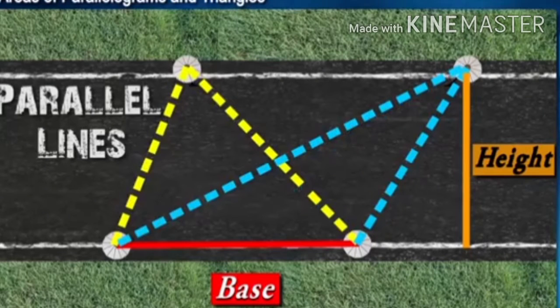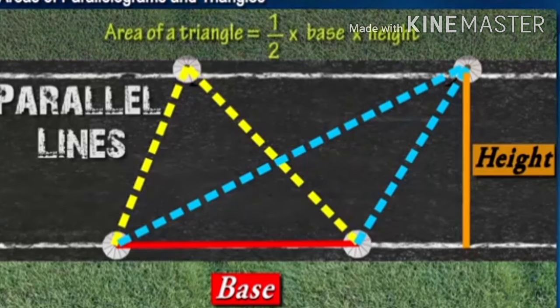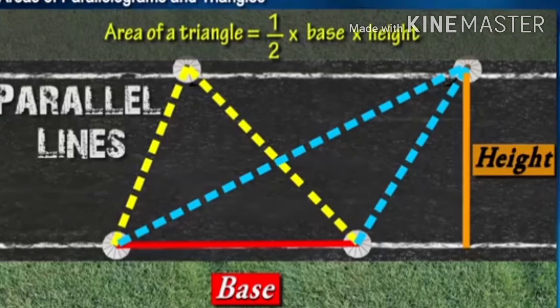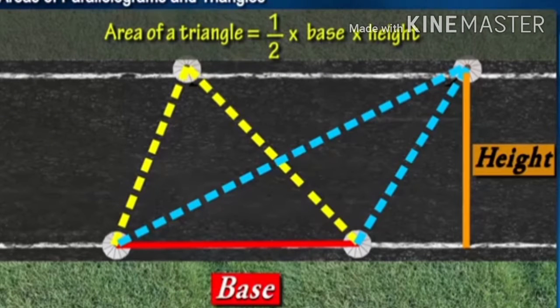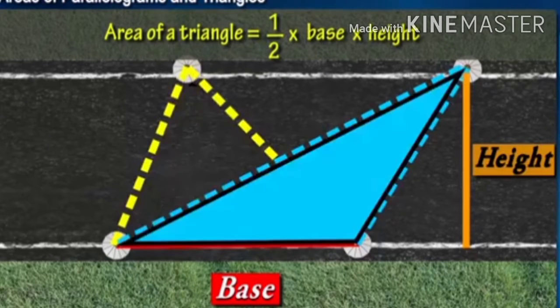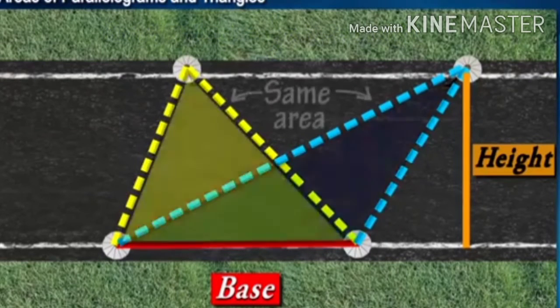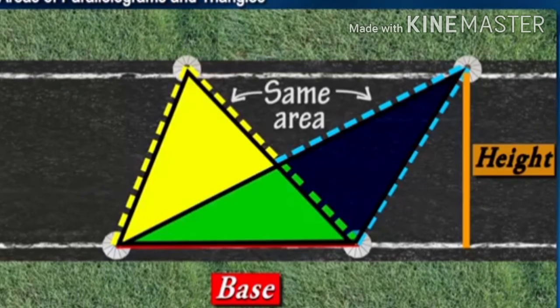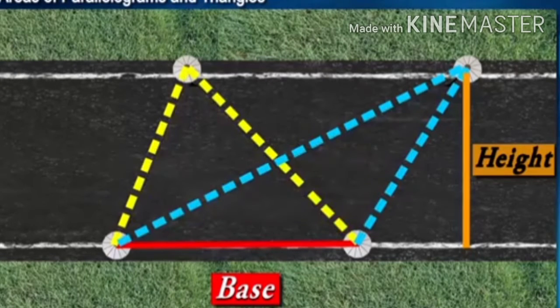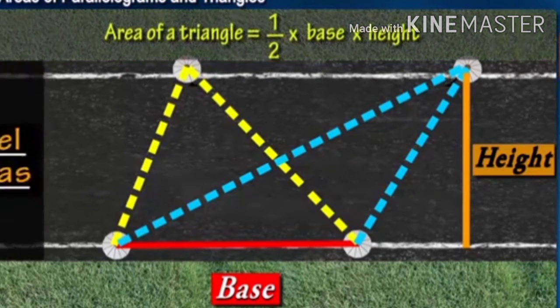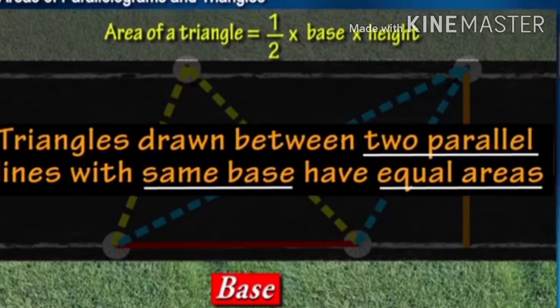So, when we calculate the area, we use the formula half into base into height. Now, since the base and the height of both the triangles are the same, the area of the triangles is also going to be the same. So from this we can conclude, when two triangles are drawn between the same parallel lines and have the same base, their areas are also going to be equal.